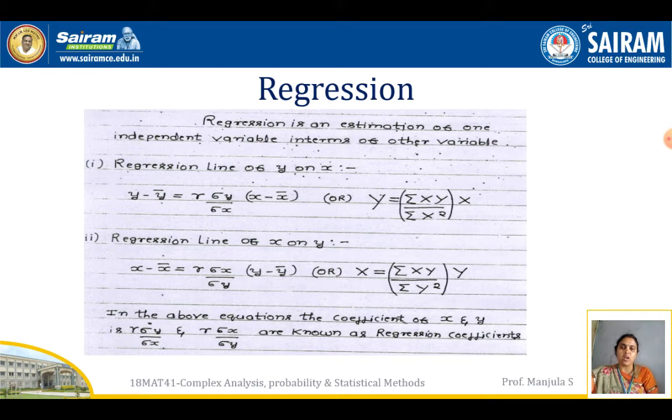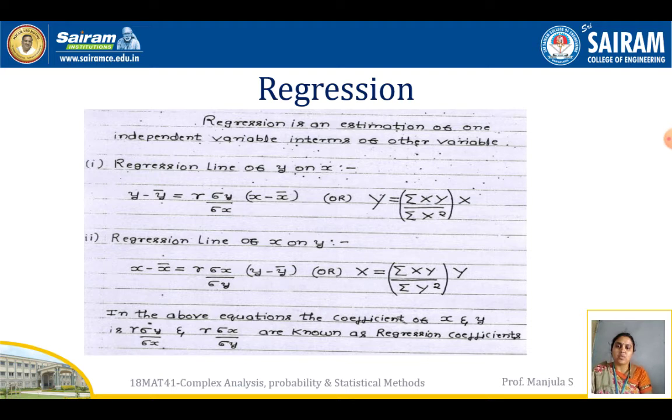So the regression line of y on x, that formula will be like this: y minus y bar equals r into sigma y divided by sigma x, that into x minus x bar. We can also use one more formula, that is capital Y equals summation of XY divided by summation of X square, that into capital X. Regression line of y on x.